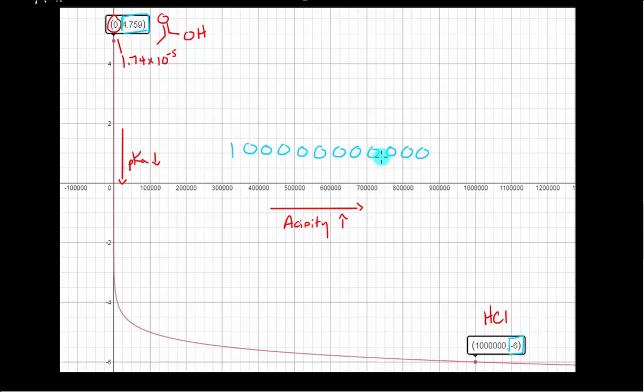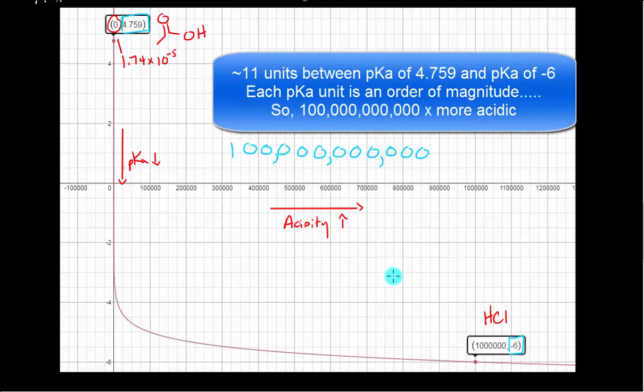HCl is actually not 1,000, not 1,000,000, not a billion, but 100 billion times more acidic than acetic acid. HCl is 100 billion times more acidic than acetic acid, not 11 times. So always when we're dealing with pKa, always keep in mind that little changes in pKa make a big difference in terms of acidity.